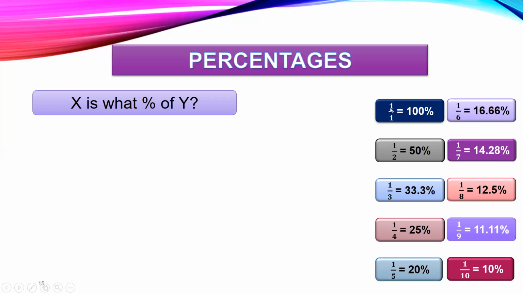So here, if you see 1 divided by 1, this fraction is nothing but 100%, right? So 1 divided by 2, it's 50%. 1 divided by 3, 33.3%. So I have given these till 1 by 10. Okay, 1 by 10 is nothing but 10%.